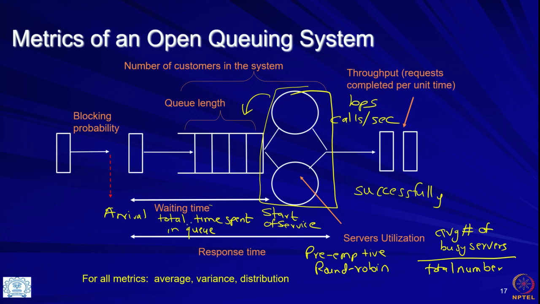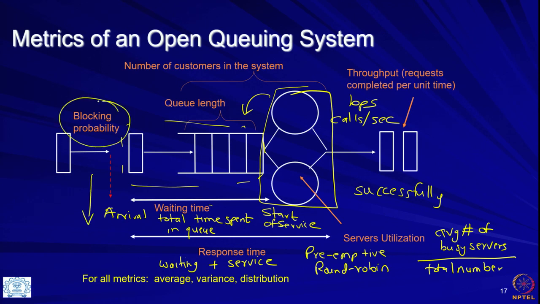Then we have response time. Of course, this is waiting time plus service time. So this would be the total, absolute total time the request spends in this whole system, and that is response time. If we have a finite buffer, we can have a request that comes in, does not actually get space in the buffer, and is dropped, right? We capture that behavior by a metric called blocking probability.